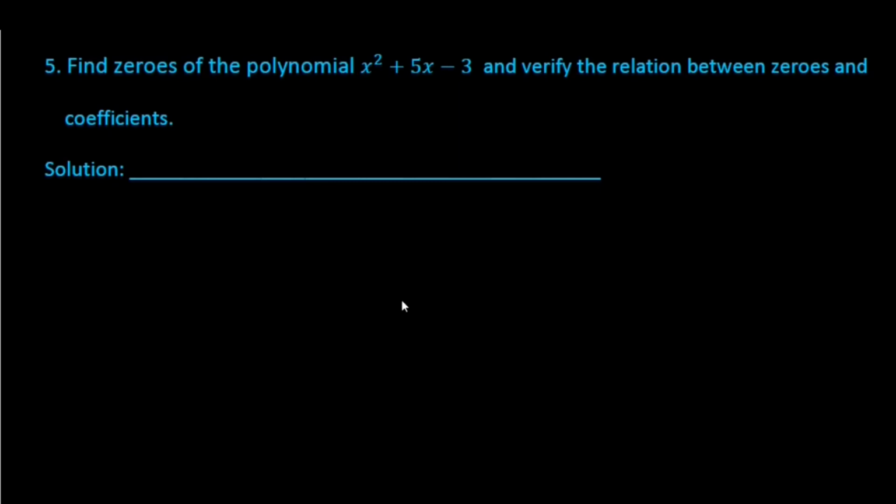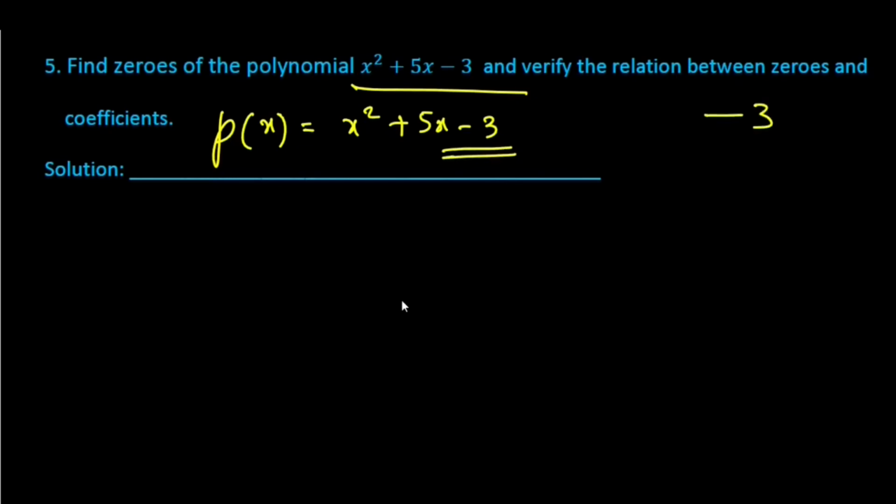Find the zeros of the polynomial x square plus 5x minus 3 and verify the relationship between zeros and coefficients. Here p of x is equal to x square plus 5x minus 3. So this minus 3 should be split into two factors. We have to find two factors m and n whose product is minus 3 and whose sum is 5.